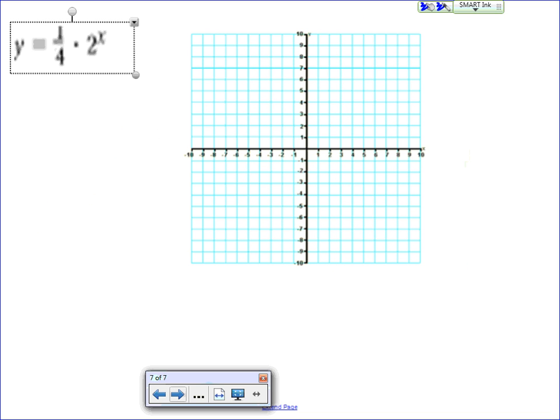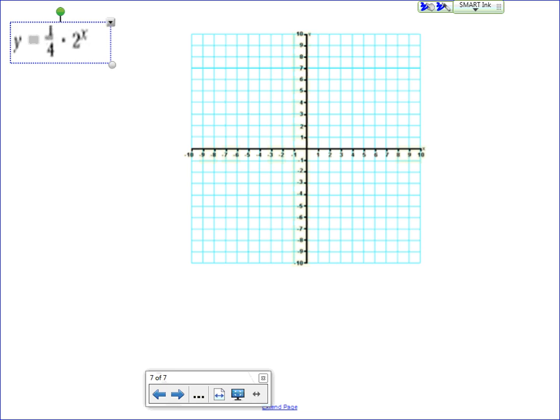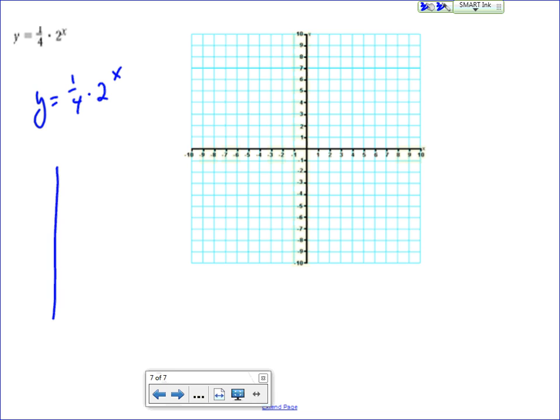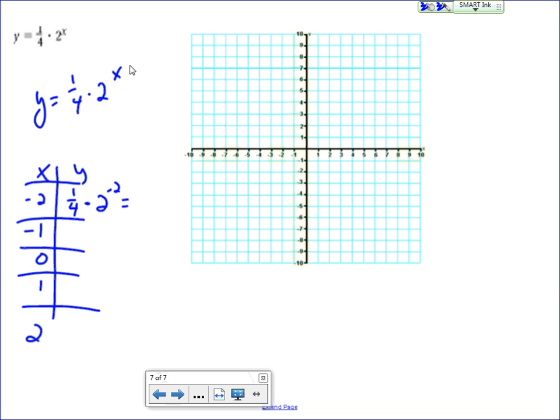And this one, ooh, doesn't look very good. I got y equals 1/4 times 2 to the x power. So if I made my t-chart now, I've got a negative 2, a negative 1, a 0, a 1, a 2. If I put in a negative 2, it'd be 1/4 times 2 to the negative 2 power. So that's really 1/4 times 1/4, which is 1/16.